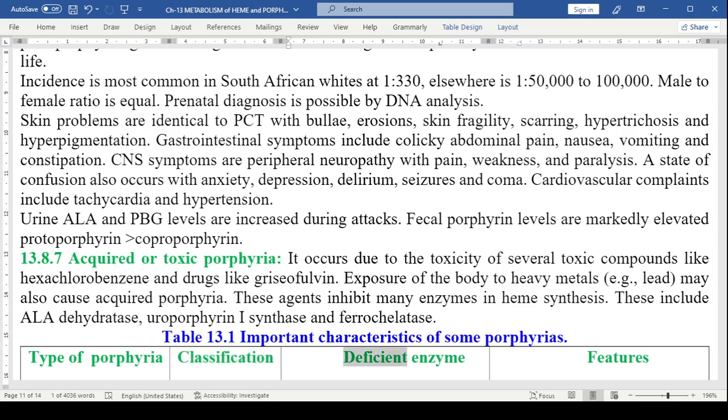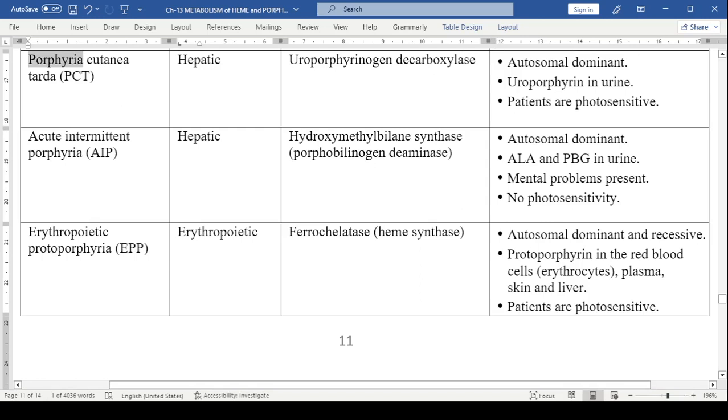Classification, deficient enzyme, features. Porphyria cutanea tarda, PCT. Hepatic. Uroporphyrinogen decarboxylase. Autosomal dominant. Uroporphyrin in urine. Patients are photosensitive.